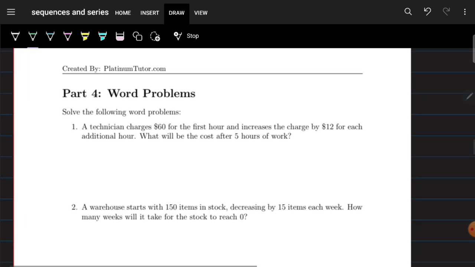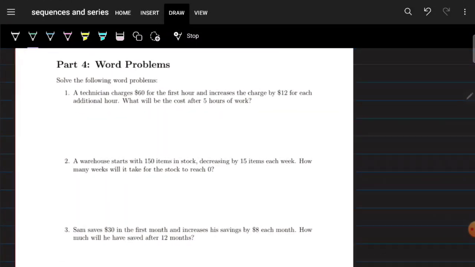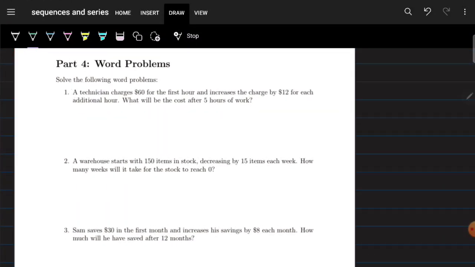All right, let's have a look at some word problems. Okay, so here it says a technician charges $60 for the first hour and increases the charge by $12 each additional hour. So for the second hour, he's going to be charging $72. What will be the cost after 5 hours of work? So for this one, I should have maybe worded it a little bit differently. Let's go ahead and find the charge of the 5th hour of work, not after 5 hours of work.